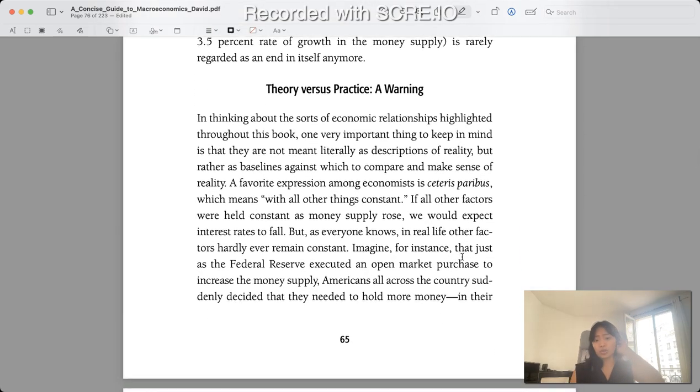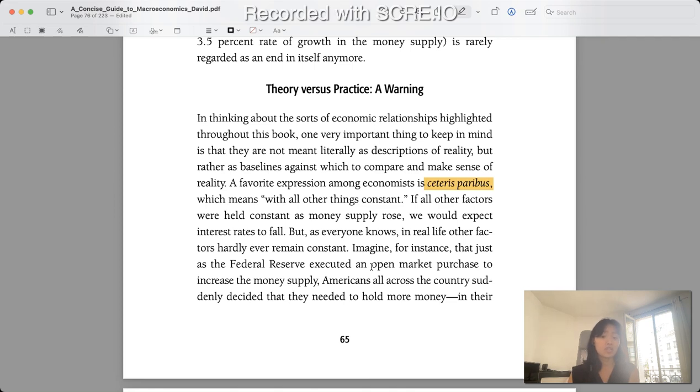In thinking about the sorts of economic relationships highlighted throughout this book, one very important thing to keep in mind is that they're not meant literally as descriptions of reality, but rather as baselines against which to compare and make sense of reality. A favorite expression among economists is ceteris paribus, which means with all other things constant. If all other factors were held constant as money supply rose, we would expect interest rates to fall. But as everyone knows, in real life, other factors hardly ever remain constant.